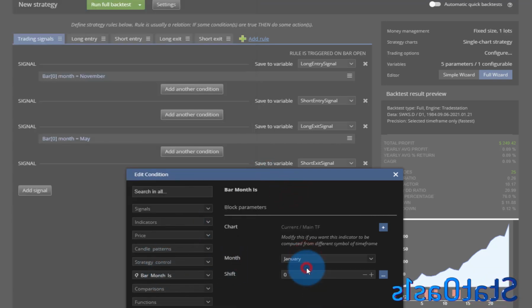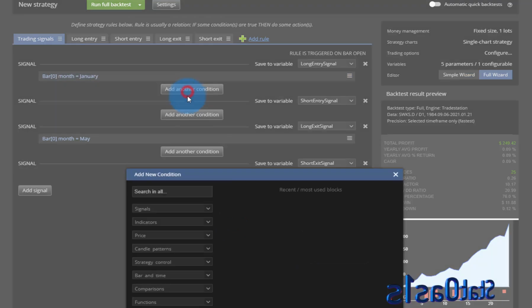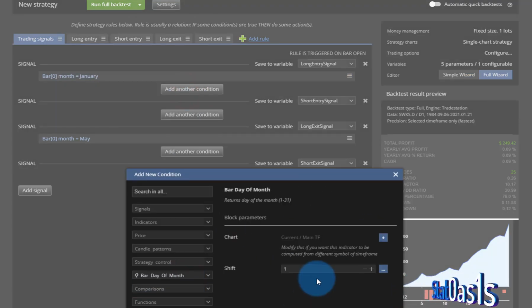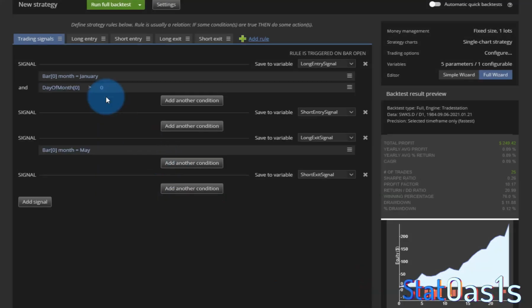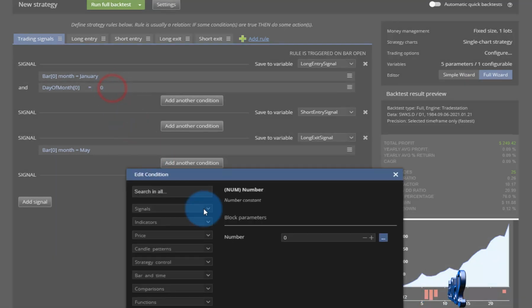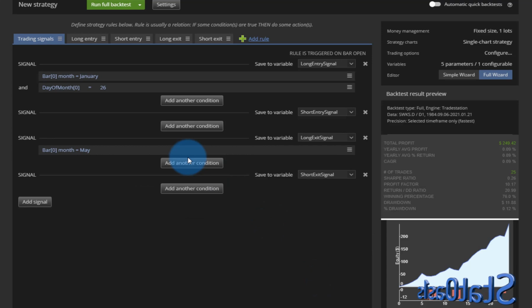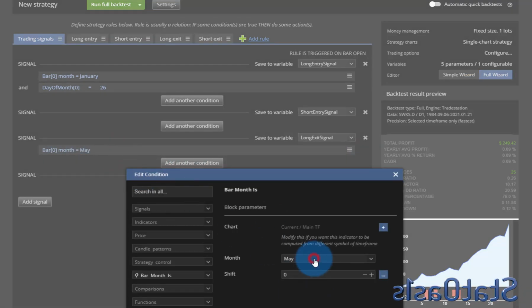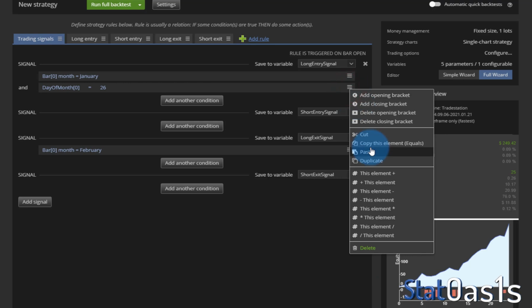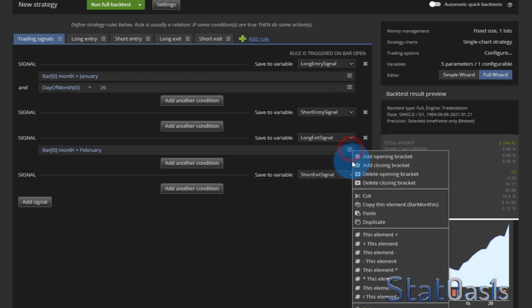So bar month is January and the date is bar day of month is 26, and then exit on February 25th. So I can copy this and paste it here.